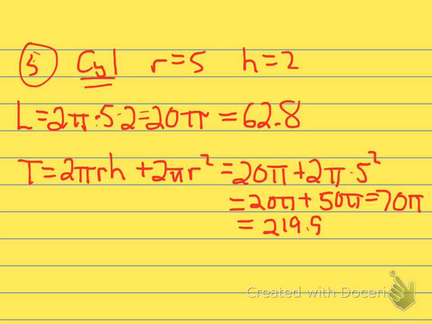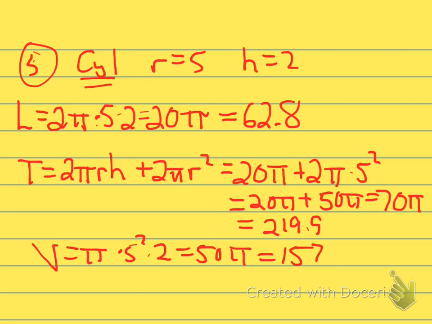219.9. And for the volume, again, you just look up the formula. It's pi times the radius squared, which in this case would be pi times 5 squared, times 2. 5 squared is 25, times 2 is 50. This is 50 pi. You can leave it like that or take it to a decimal. As a decimal, it's 157.1. Please don't miss these problems. The formulas are there, and I gave you everything that was needed in the formula.